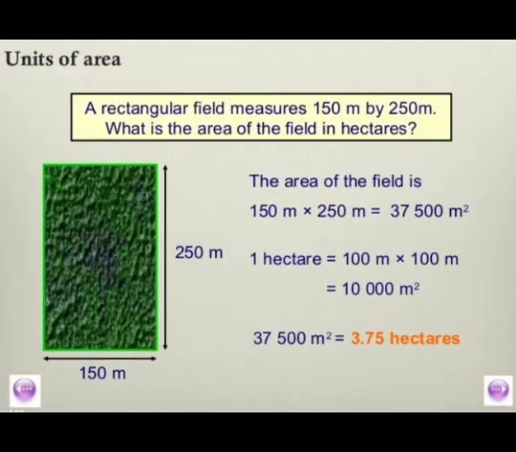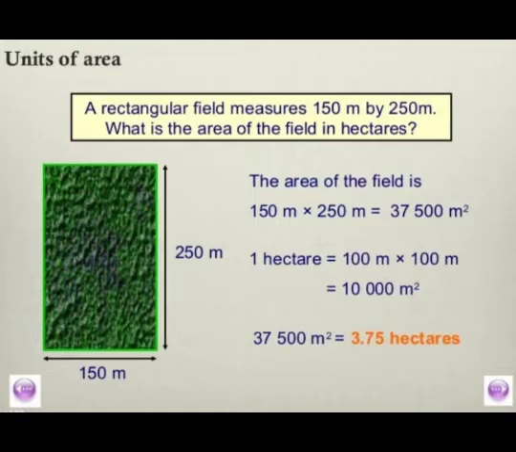So here is an example of units of area. A rectangular field measures 150 meters by 250 meters. What is the area of the field in hectares? The area of the field is 150 meters times 250 meters, which equals 37,500 square meters. 1 hectare is equal to 100 meters times 100 meters, which is 10,000 square meters. So 37,500 square meters equals 3.75 hectares, which is found by dividing by 10,000.